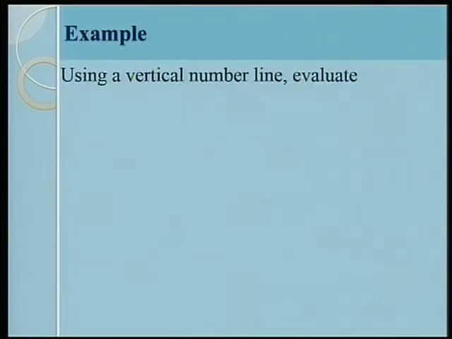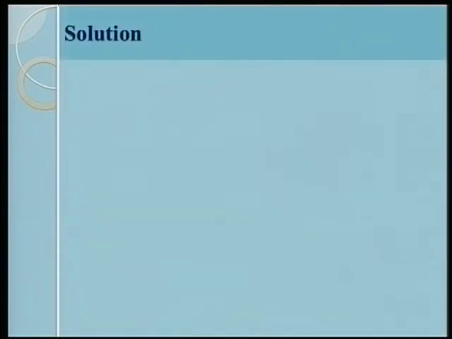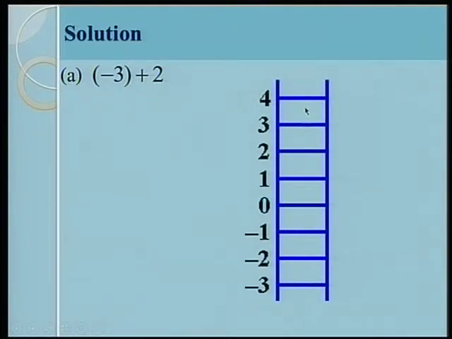Let's have a look at this example where we need to calculate -3 plus 2, -2 plus 5, 1 minus 3, and -1 minus 2. Let's have a look at the solution. We will use a vertical number line which is more like a ladder. The more you move up the ladder, the numbers increase. The more you move down the ladder, the numbers decrease.